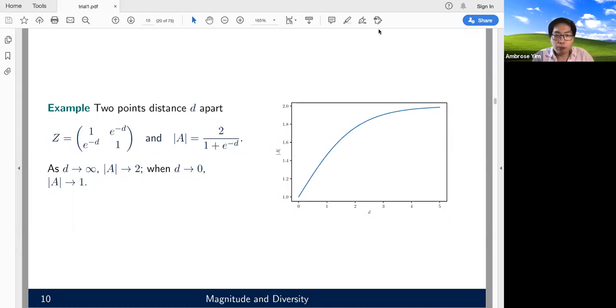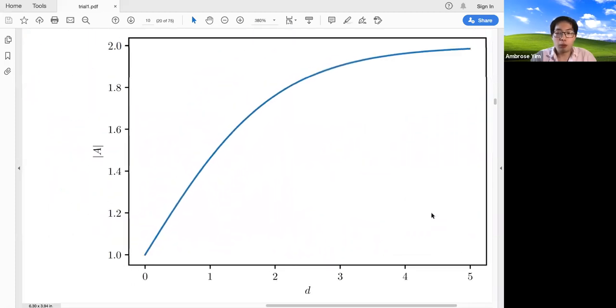And we can compute the magnitude, and we can see on the right-hand side this graph, where the y-axis is the magnitude of these 2 points, and the x-axis is the distance. When the distance is 0, the magnitude is 1. And when the distance gets larger and larger, the magnitude goes to 2, which confirms the intuition that this is counting the number of points. As 2 points get further apart, they become more and more distinct. As 2 points come closer, they become less distinct.